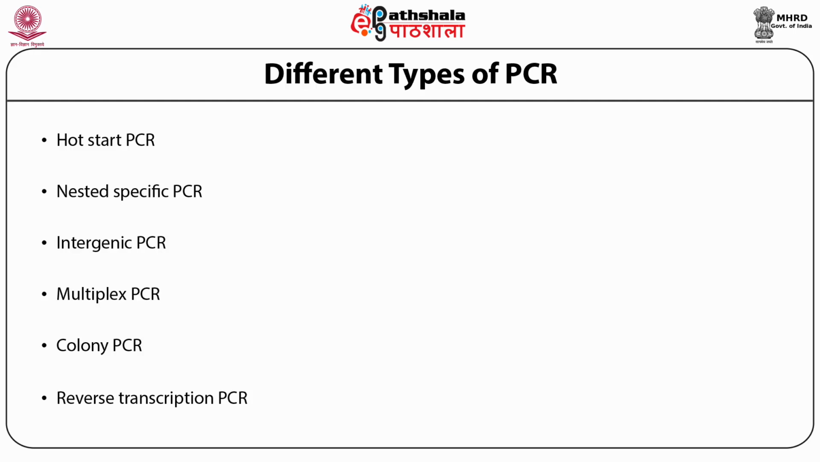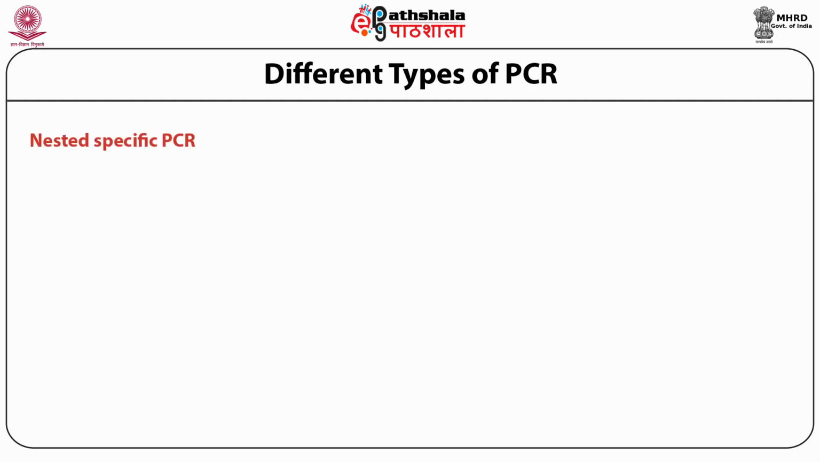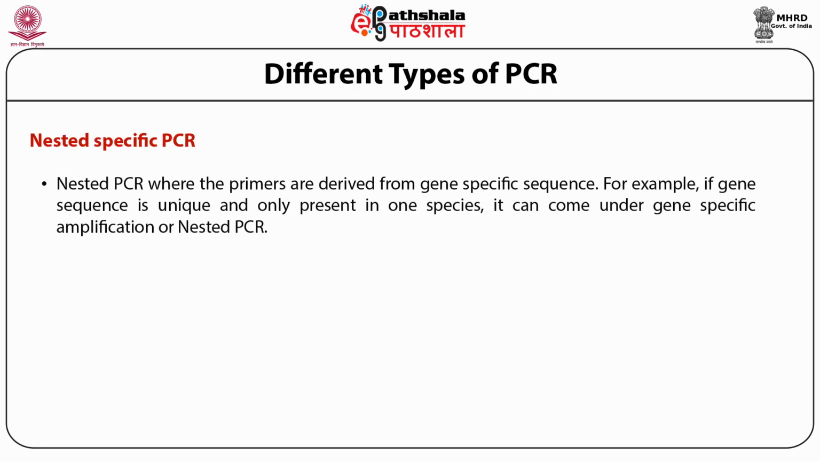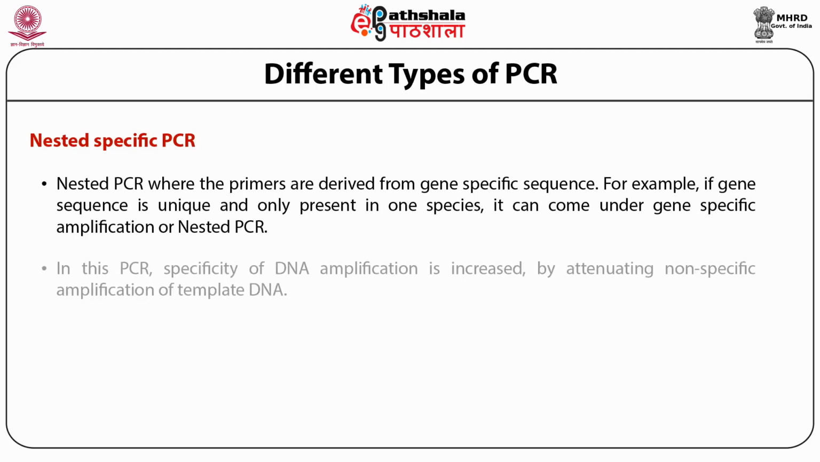So, hot start, I have already explained that after the first cycle of denaturation, we are adding the Taq polymerase. What is happening in the nested specific PCR? Nested primers are gene specific primers, which means if a gene sequence is unique and only present in one species, it can come under gene specific application or nested PCR. In this PCR, the specificity of DNA amplification is increased by attenuating non-specific amplification of template DNA.